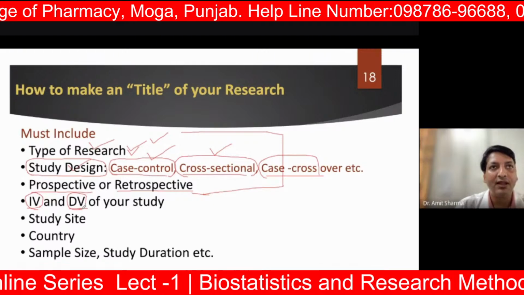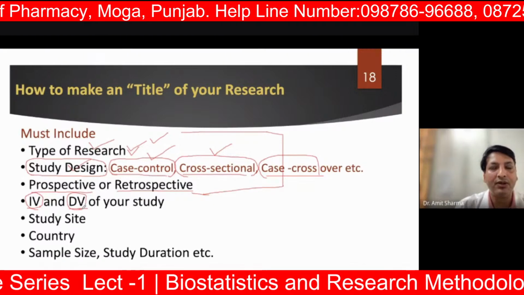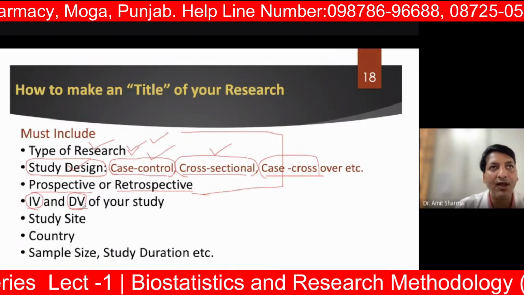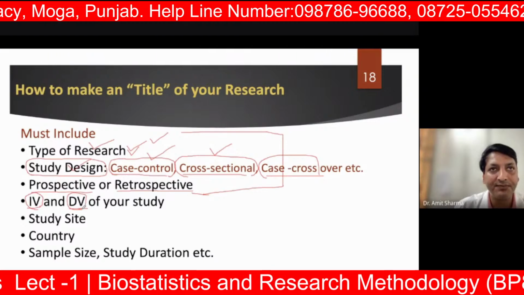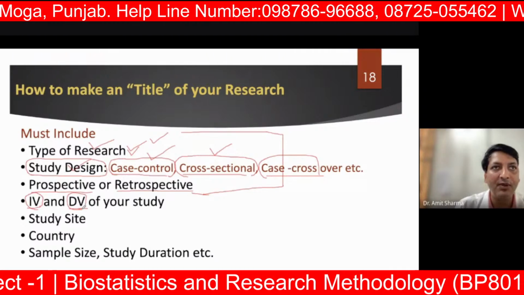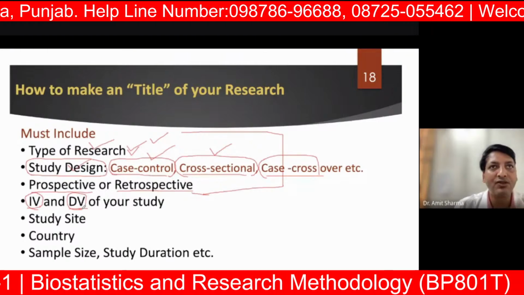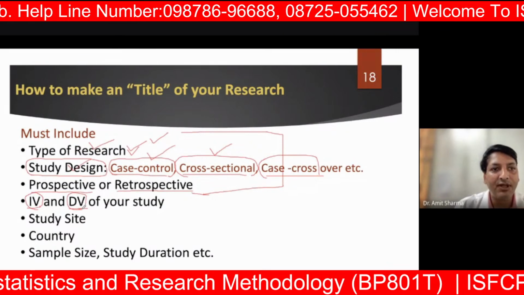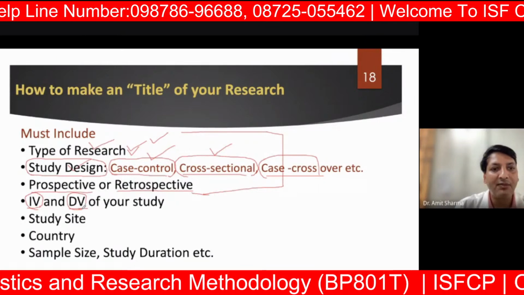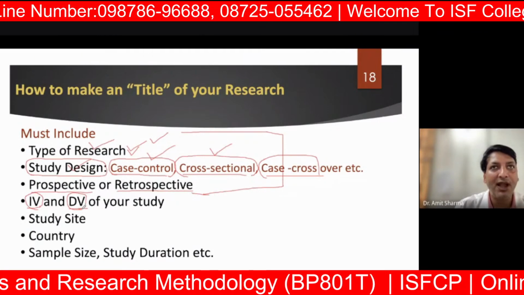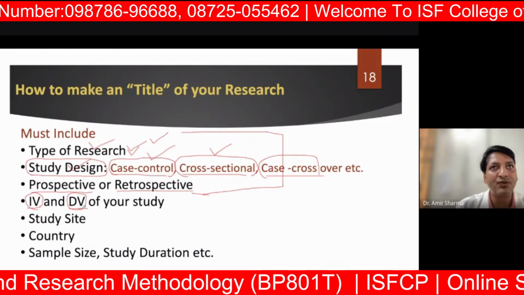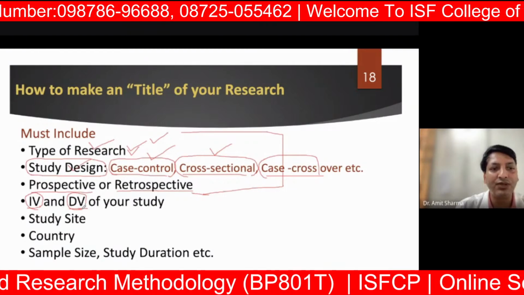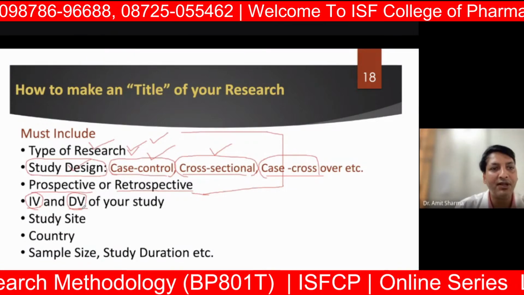They will search, for example, how type of cooking oil affects systolic blood pressure. So type of cooking oil is the independent variable and systolic blood pressure is the dependent variable. So the type of research and the type of study design have not been added in the title. Directly we have switched to the independent variable and dependent variable in the title.